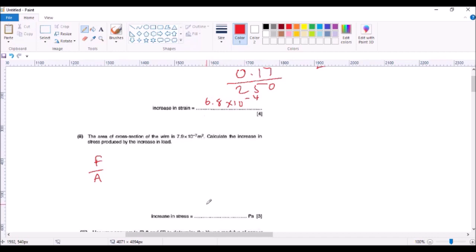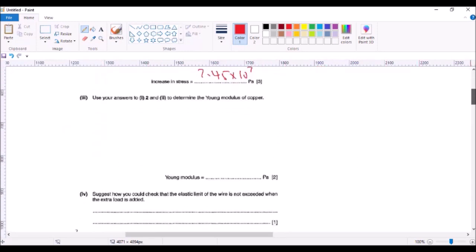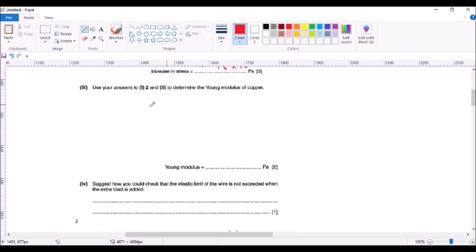So the stress would then be 7.45 times 10 to the power of 7 newtons per meter squared, or pascal. Force over area is pressure, isn't it? Pascal, sorry. Force over area is pressure.